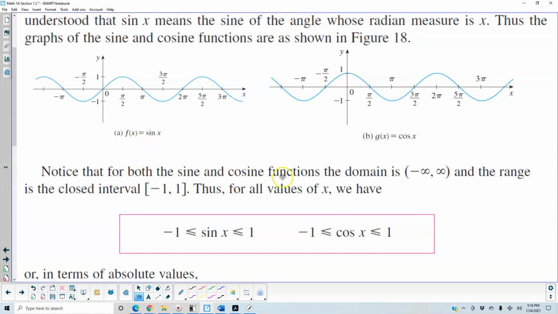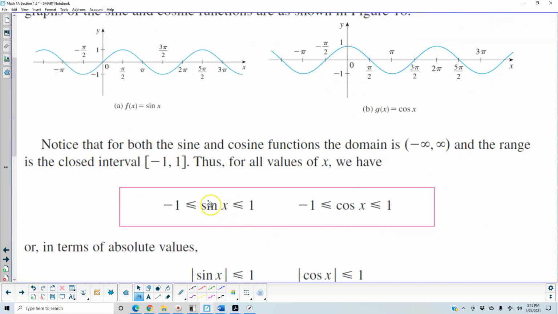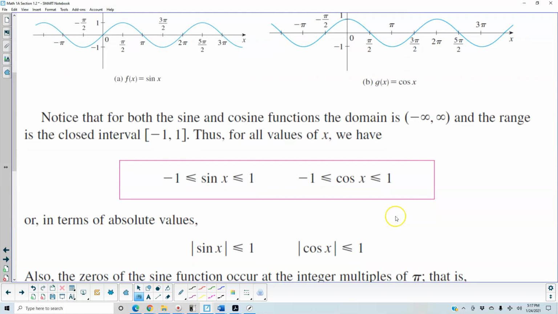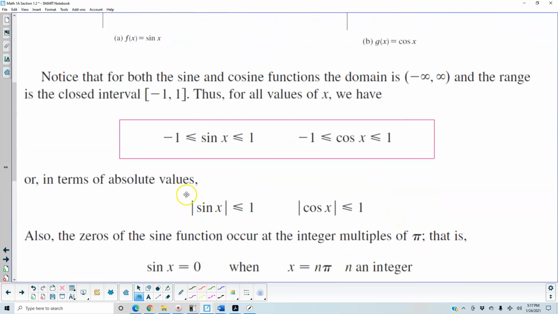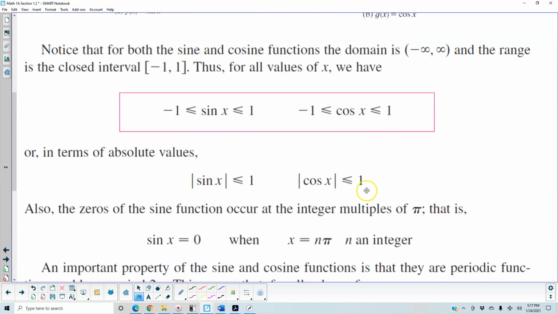Notice that for both the sine and cosine functions, the domain is negative infinity to positive infinity, and the range is the closed interval negative 1 to 1. Thus, for all values of x, the sine of x is in between negative 1 and 1 inclusive, and the cosine of x is also in between negative 1 and 1 inclusive. In terms of absolute value, the absolute value of sine of x is less than or equal to 1, and the absolute value of cosine of x is less than or equal to 1.